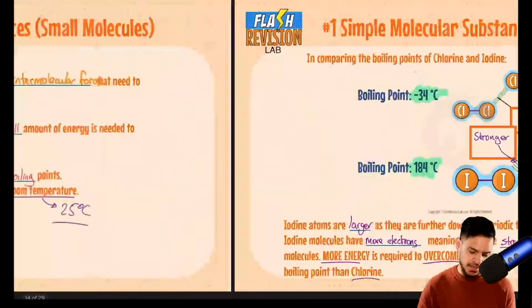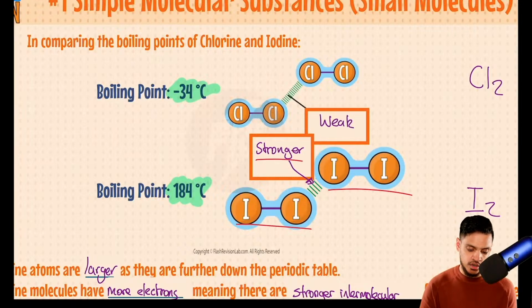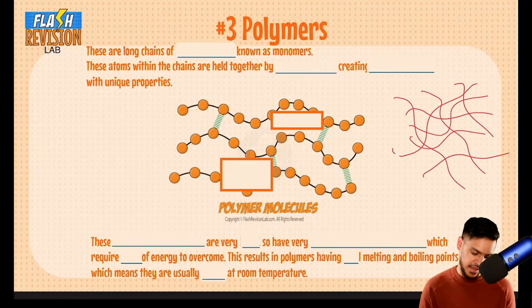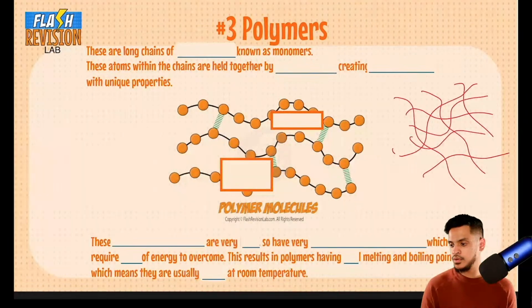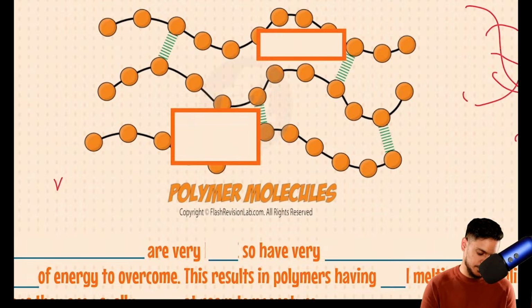So remember what I said? I said back here, the bigger the molecule is, the stronger the intermolecular force and the higher the boiling point. So compared to simple molecular substances, do you think polymers have high boiling points or low boiling points? They're very long molecules, right? Do you think they have high boiling points or low boiling points?